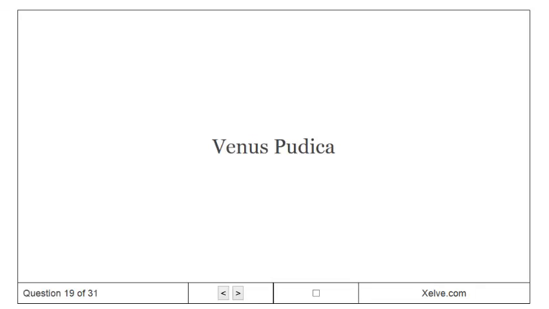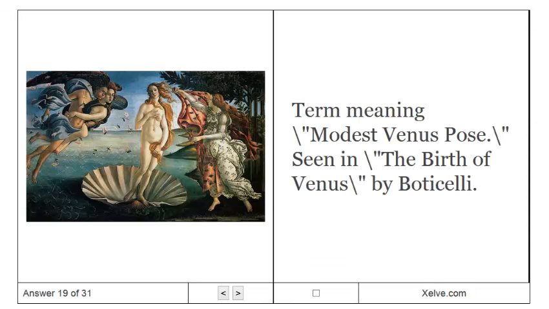Venus Pudica. Term meaning modest Venus pose seen in The Birth of Venus by Botticelli.